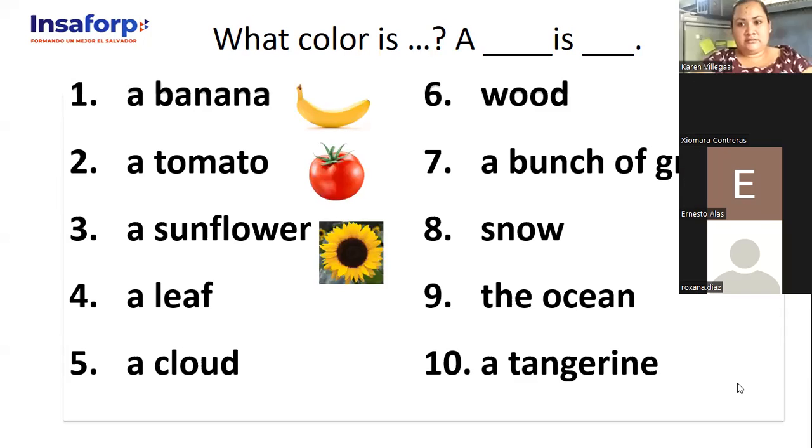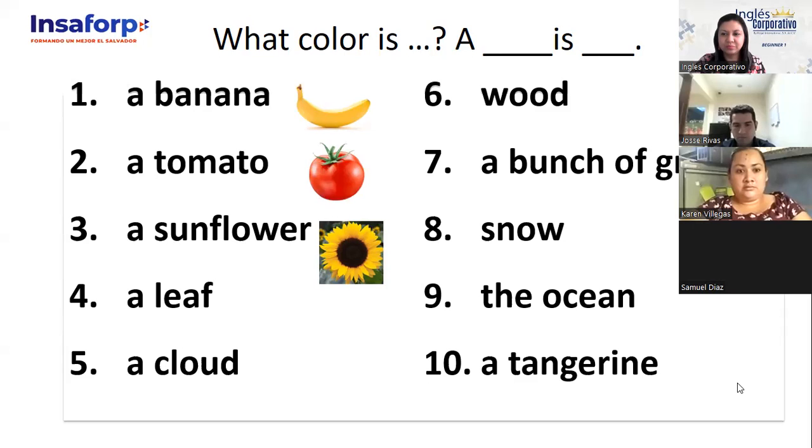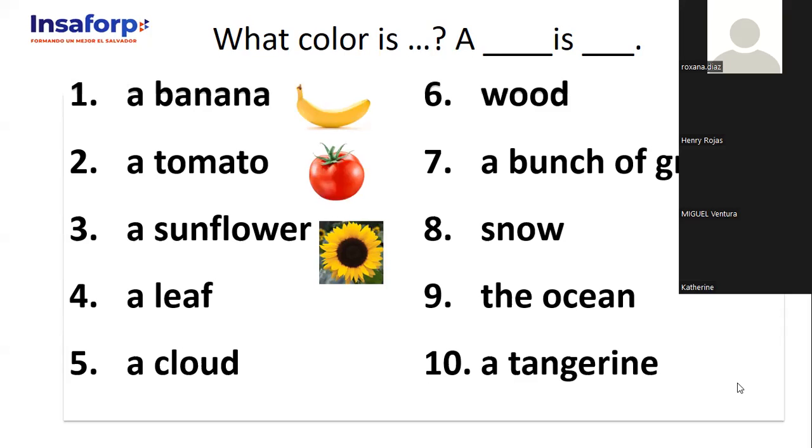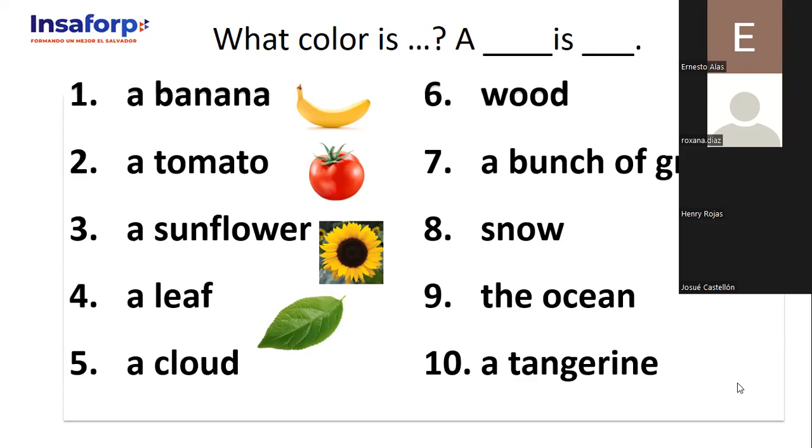Person number three, I think it was Miguel. Miguel Ventura, what color is a sunflower? A sunflower is yellow. Excellent. Okay. Next person, Catherine. What color is a leaf? A leaf is green.